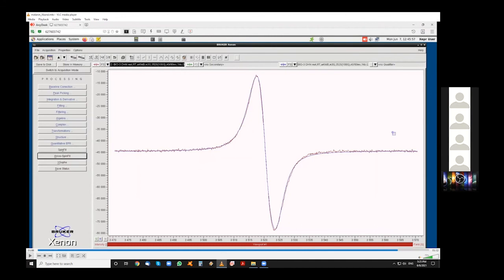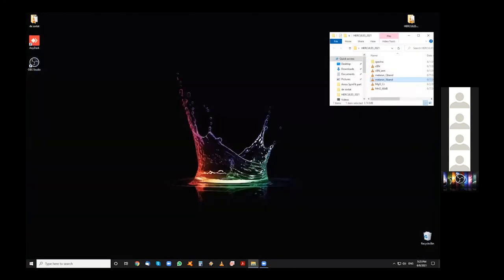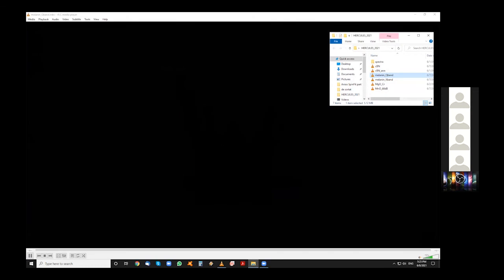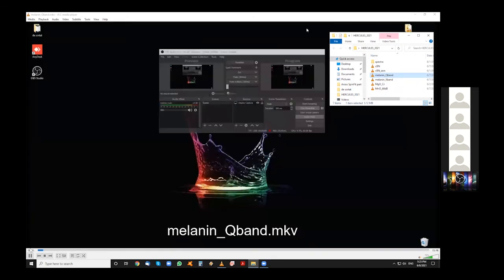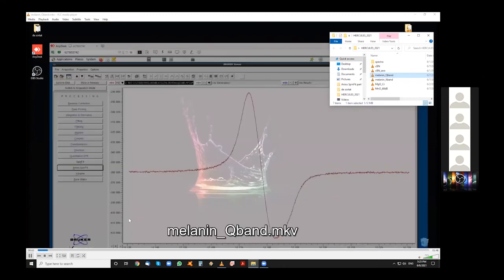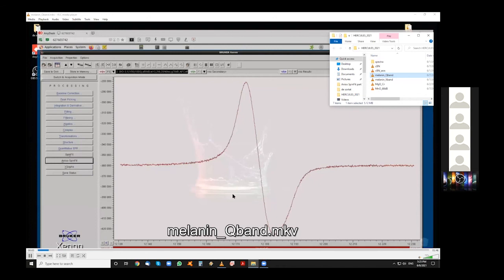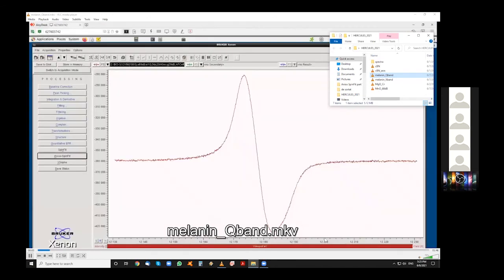The next example, the second one, is the EPR spectrum of the same sample, synthetic melanin, but this time recorded in the Q band. You may see here the value of the magnetic field.